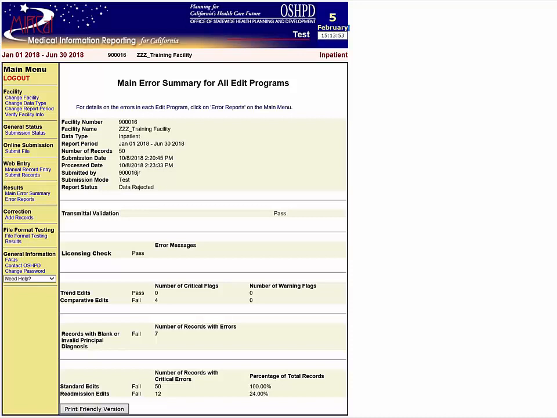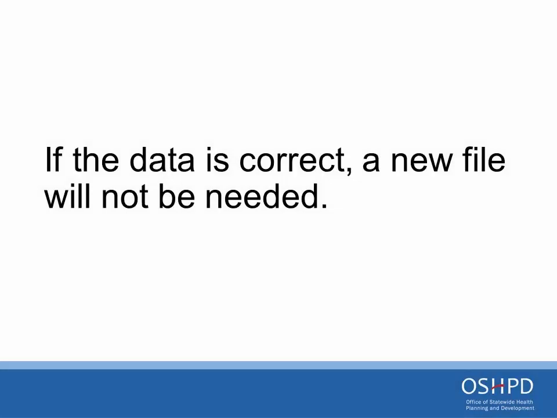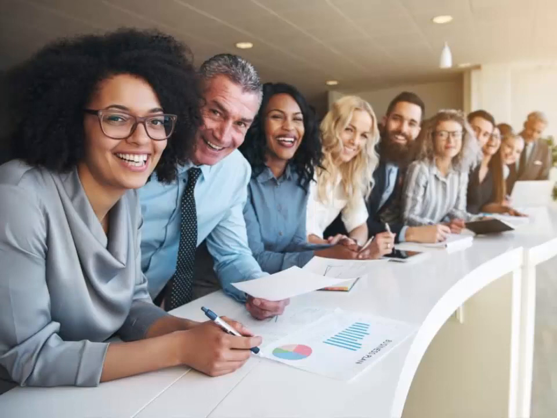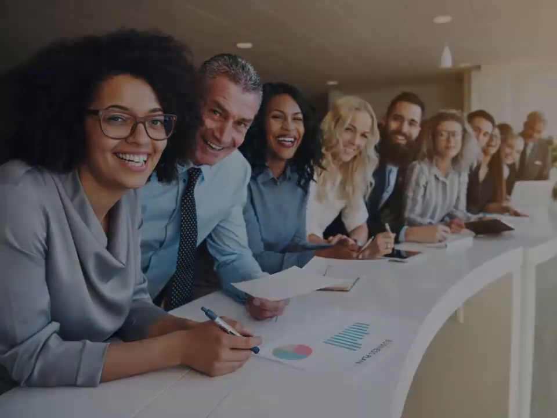The trend and comparative edit programs identify potential errors. If the data failed either of these edit programs, the facility needs to examine their records to see if the data they supplied to your agency is correct. If the facility determines that the records are accurate as reported, a new file will not be needed to correct these errors. Instead, the facility should contact OSHPD. OSHPD will work with the facility to clear these edits.